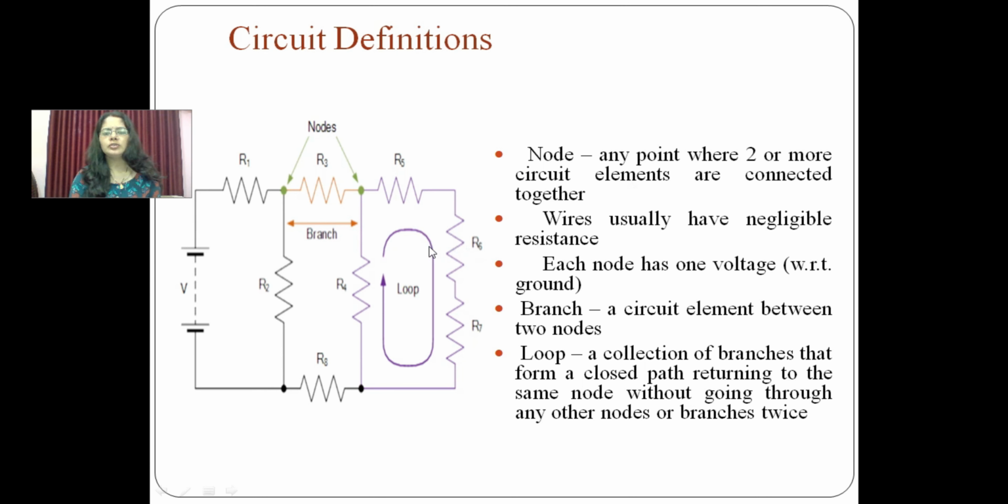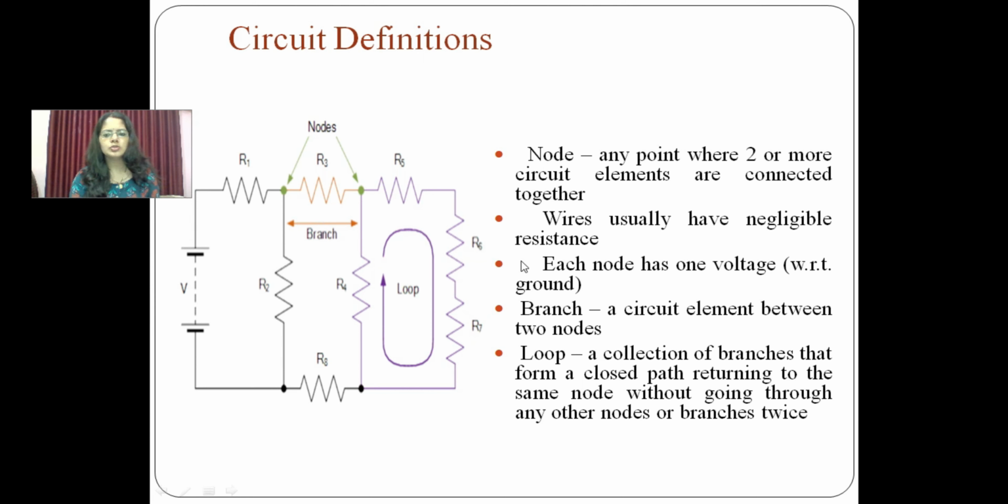Any point where two or more circuit elements are connected together is called a node. This point and this point. Any point where two or more circuit elements are connected. These circuit elements are connected on this node, these on this node, and these on this node. Therefore, this point is called a node.